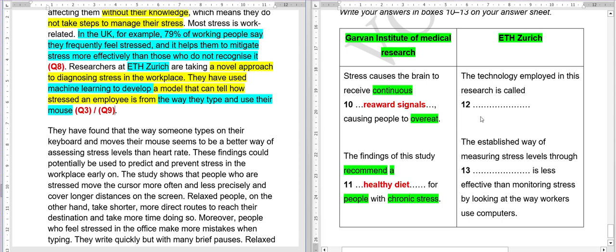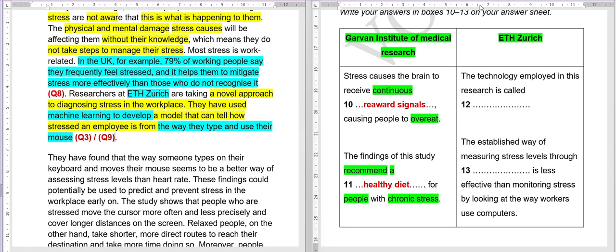The technology employed in this research is called, so it is ETH Zurich here. Let me change the color now. So ETH Zurich, ETH Zurich. Now what the blank is asking us, we have to tell the name of the technology. Whatever technology they used, employed, basically used in this research, this technology is called what? Is there anything about this?